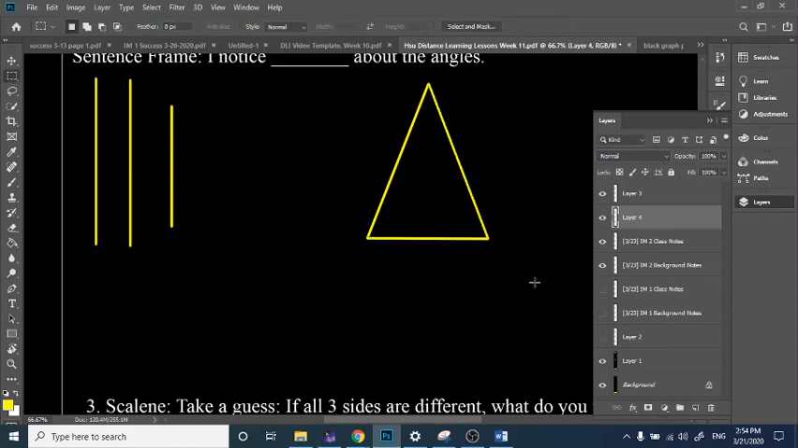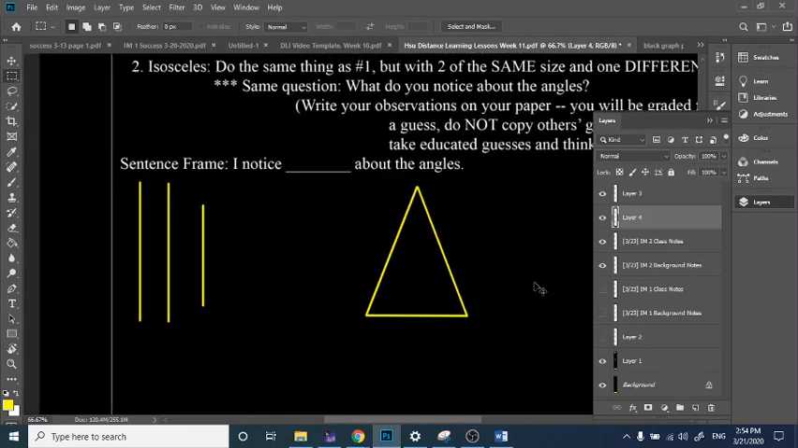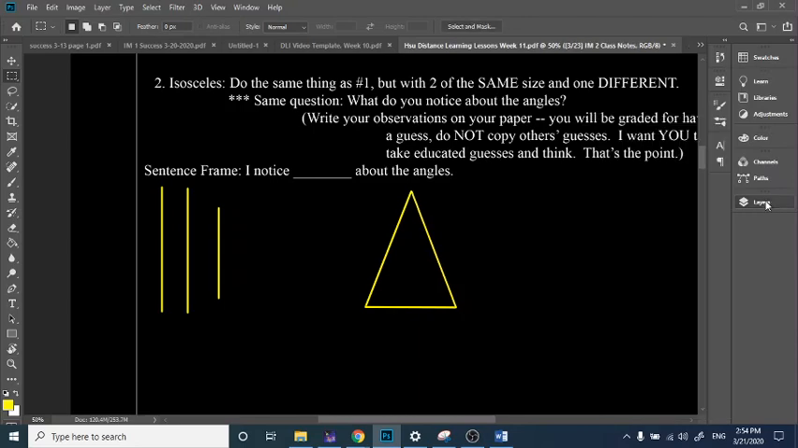So now, again, take a guess. What do you notice about the angles? Anything look special? And then I'm going to take a bit of time. 3, 2, 1. I'm assuming you paused. You took a guess. So these two angles are actually congruent. They're the same.